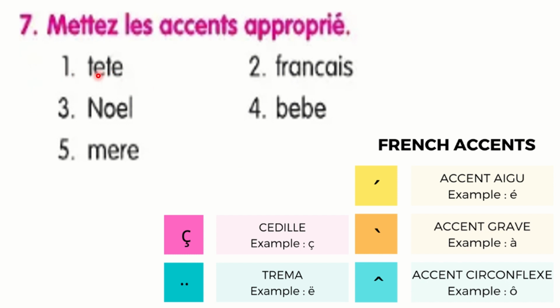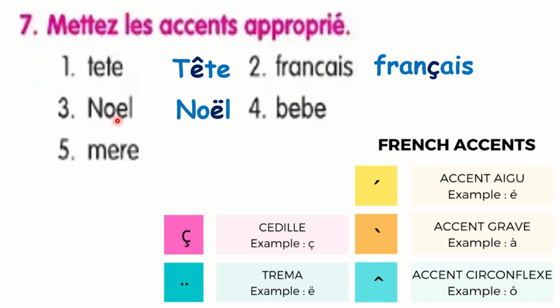The first one that we have is tête. Tête means head. In this, accent circonflexe was missing. If we see the second one, that is français. Français means French. In this, accent cédille was missing under the c. The third one is Noël. Noël means Christmas. In this, accent tréma was missing. And if we see bébé, that means baby. In this, the accent aigu was missing. Now if we see the fifth one, that is mère. Mère means mother. In that, the accent grave was missing.